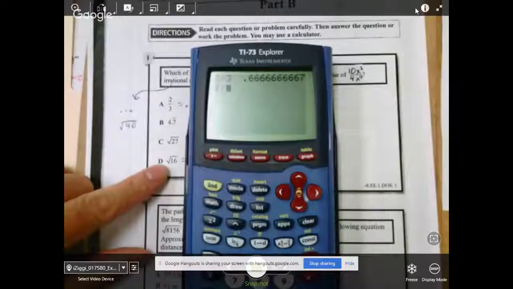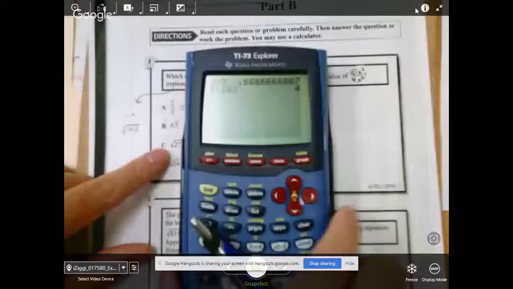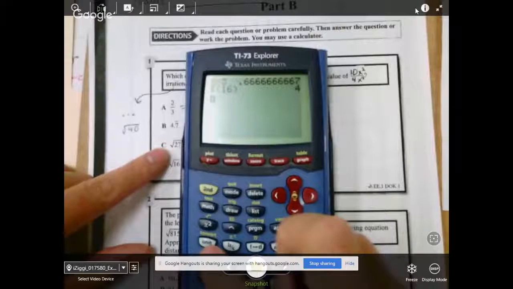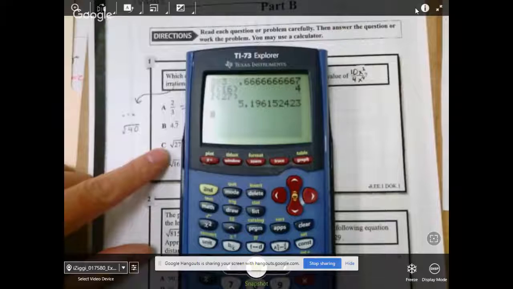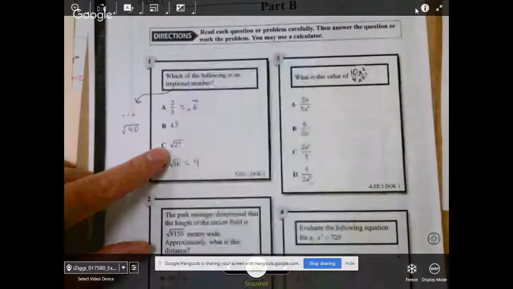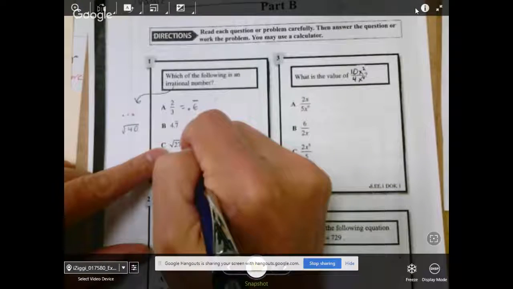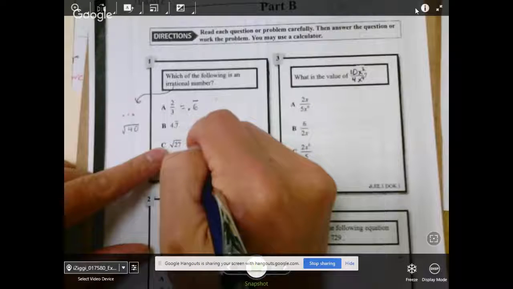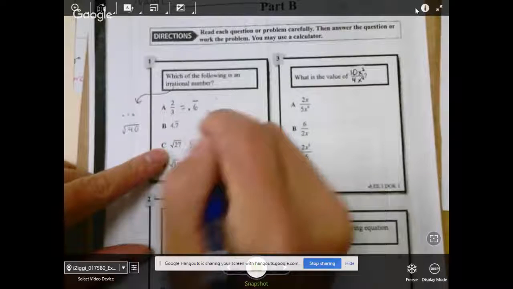Okay, square root of 27 now, that's not a perfect square. You can't take the square root of that number and get a repeating number or a terminating number. So this is 5.196 dot dot dot. So there's the square root of the imperfect square. That is the irrational number, C.